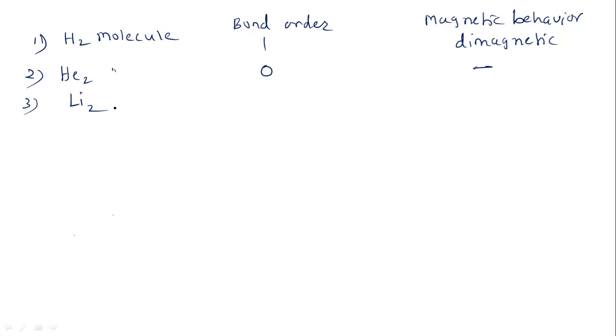Lithium molecule, bond order 1. This is also diamagnetic in magnetic behavior. Fourth, beryllium molecule: bond order is 0. The molecule does not exist.